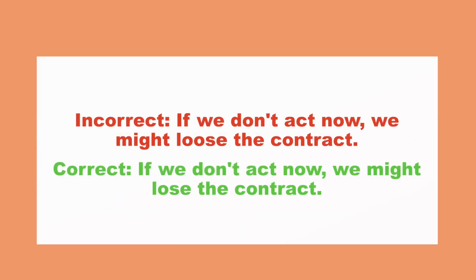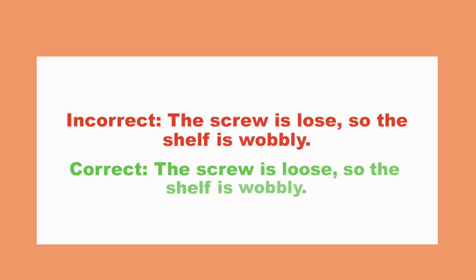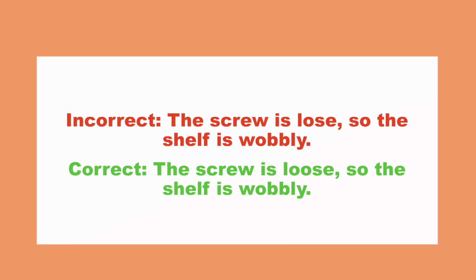Let's say your company is worried about a client. The correct statement would be, "if we don't act now, we might lose the contract," not loose. And if you're putting together furniture, you'd say "the screw is loose," meaning it needs tightening, not lose. So, to keep it straight, lose is when something is missing, and loose is when something needs tightening up. A little attention to detail goes a long way in keeping our words in check.